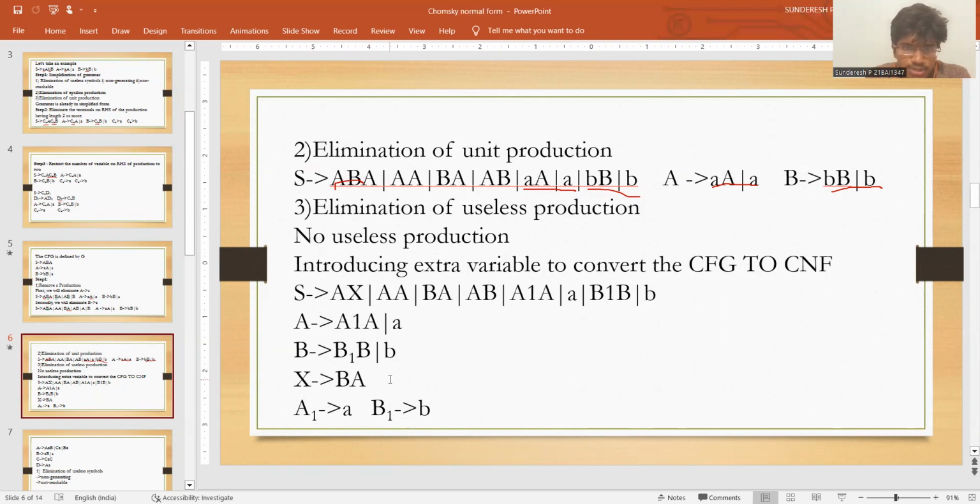We have defined the production here, and we have defined new productions A1 and B1 because we have to convert the terminal symbol to a non-terminal symbol, since the length of the production is 2. We have seen this in step 2 in the last example. So this is how we convert the CFG to CNF for this example.